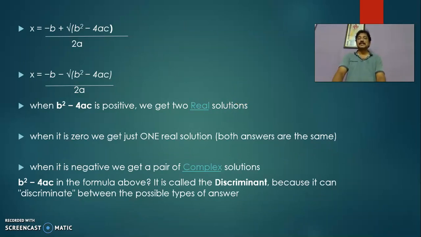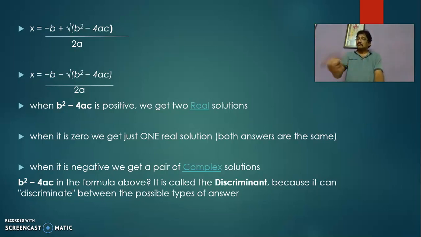x equal to minus b plus or minus under root b square minus 4ac by 2a. When you take plus, this is one root. When you take minus, then x equal to minus b minus under root b square minus 4ac by 2a is the second one. These two values will be considered as the roots of the quadratic equation.